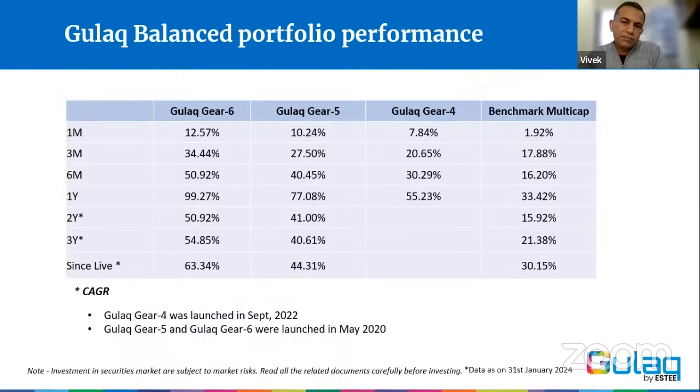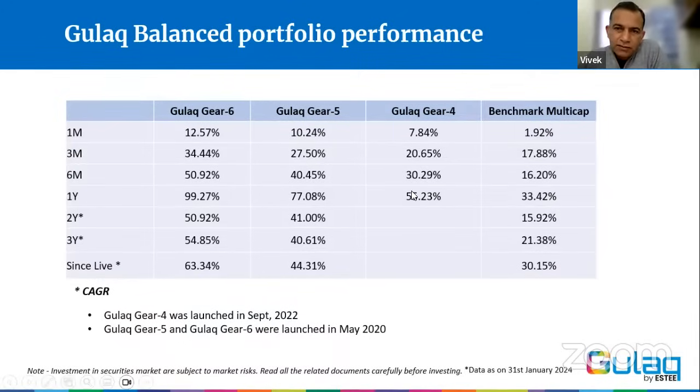And Gear 4 has even more debt allocation. 40% is allocated to debt and 60% to equity. But the equity part in all of these, the stocks and their weightages and the methodology, everything remains the same across all of the Gulaq gears. So equity, we have one portfolio, and then the gear wise methodology is just so that we can make these portfolios safer by adding debt, right?